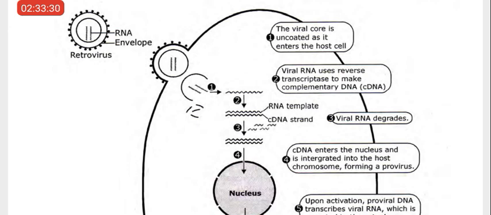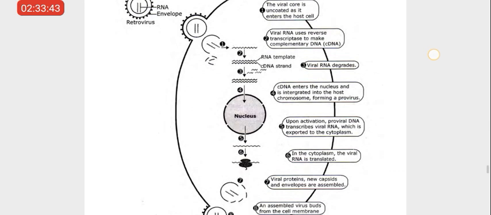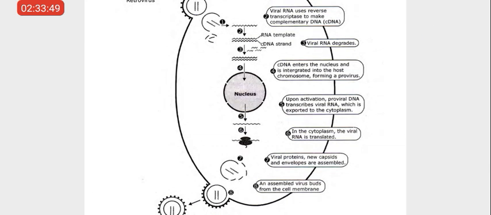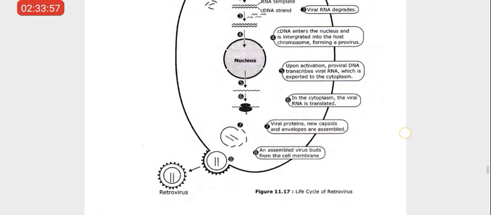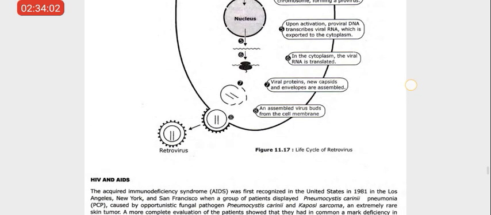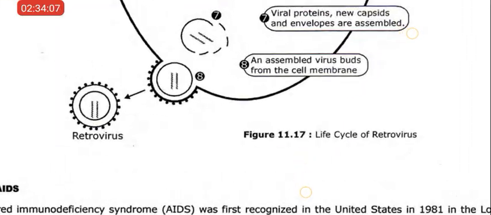RNA enveloped retrovirus. The viral core is uncoated and it enters the host cell. Viral RNA uses reverse transcriptase to make complementary DNA. Viral RNA degrades. cDNA enters the nucleus and is integrated into the host chromosome, forming a provirus. Upon activation, proviral DNA transcribes viral RNA, which is exported to the cytoplasm. In the cytoplasm, the viral RNA is translated. Viral proteins, new capsids and envelopes are assembled. An assembled virus buds from the cell membrane, then retrovirus.